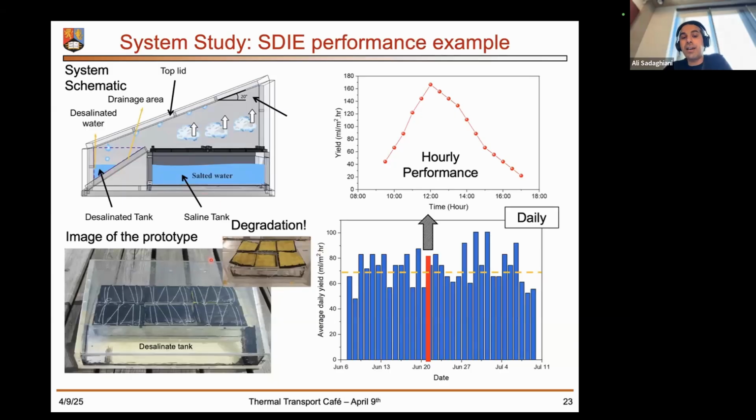And interestingly, after one month of testing, we observed the critical heat flux condition for evaporation, and there was a degradation of the system due to overheating of the membrane, which resulted in the deformation of the evaporation prototype.